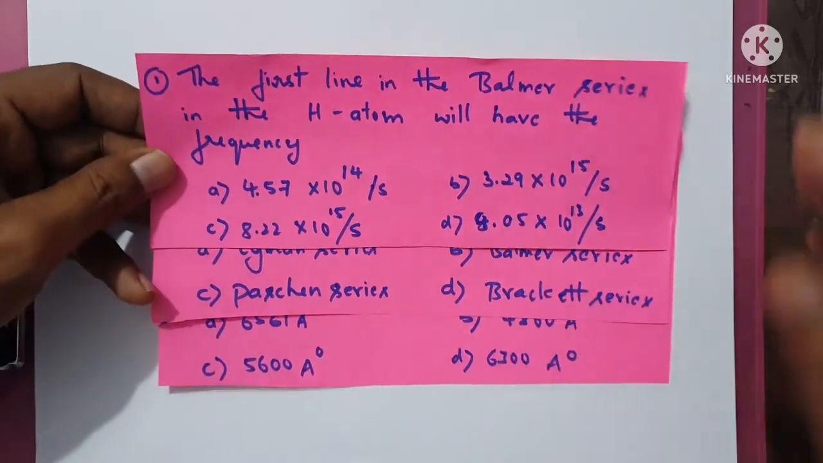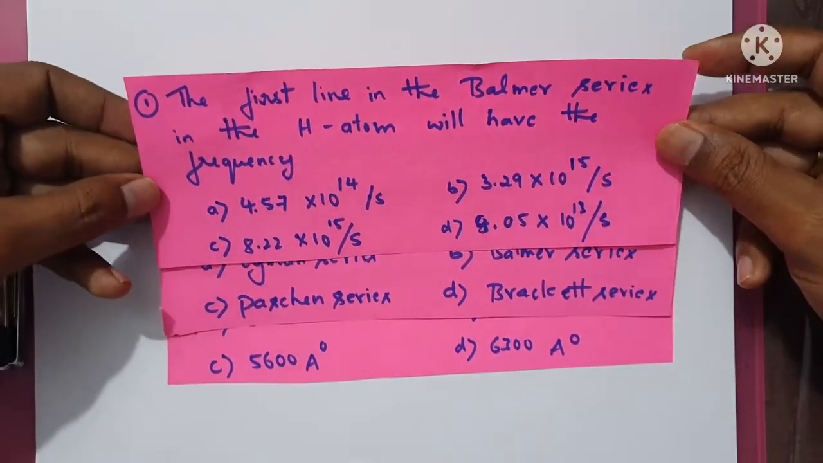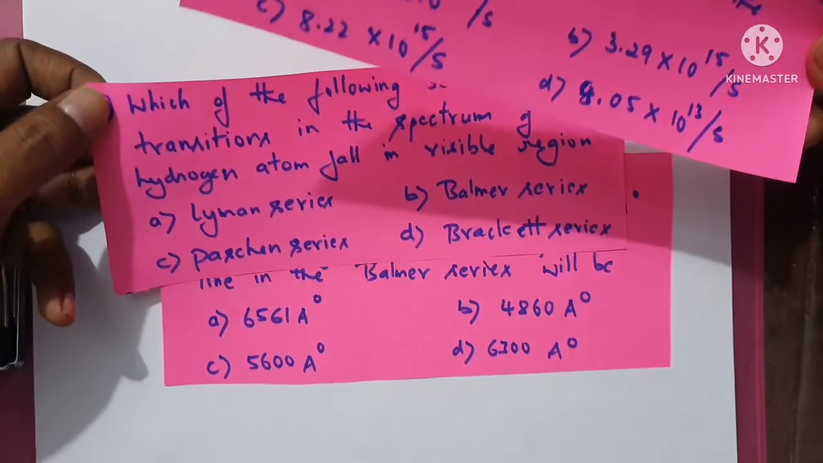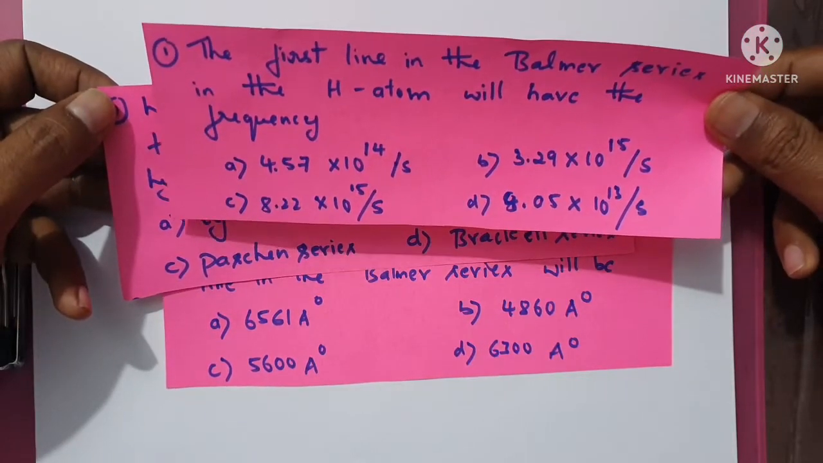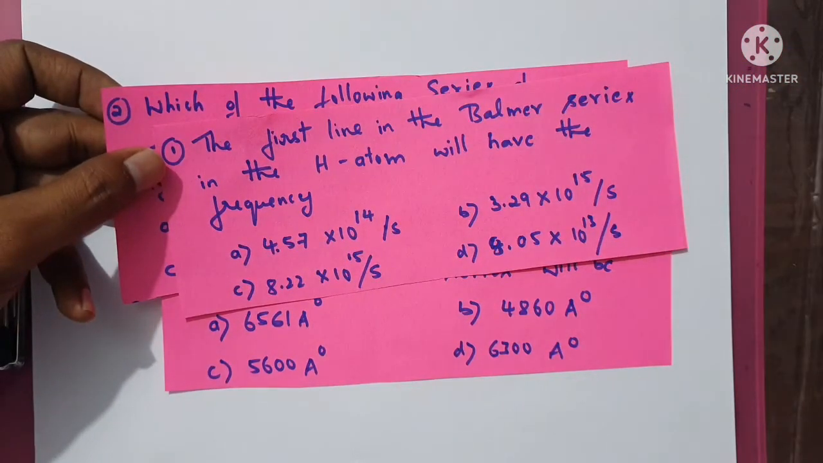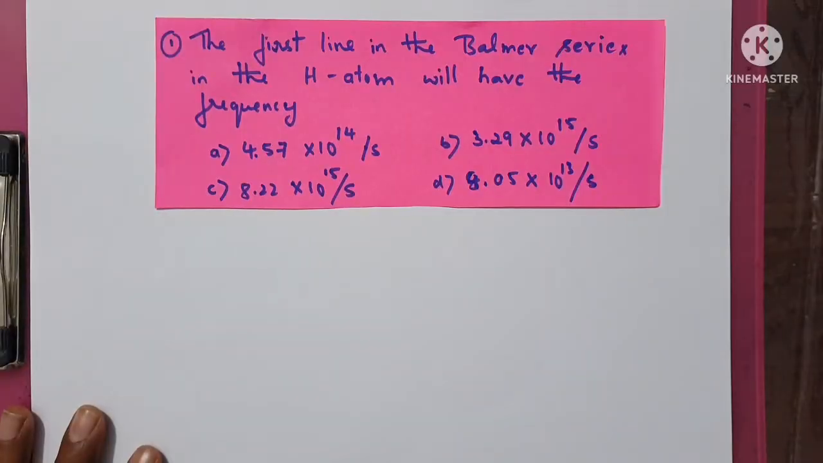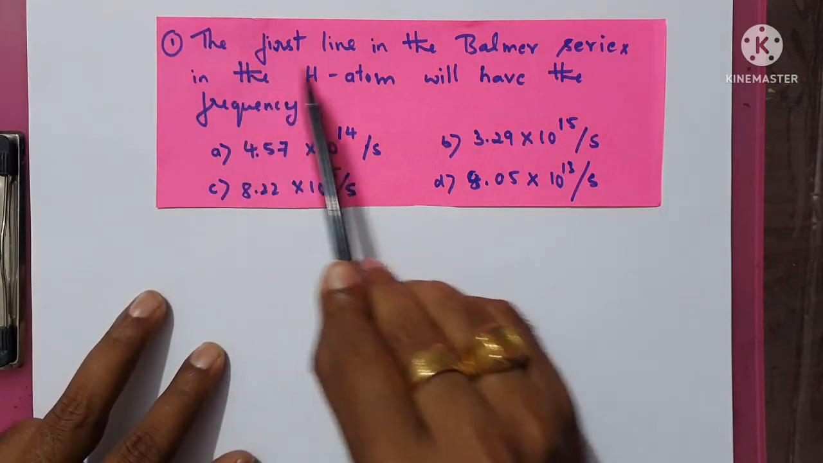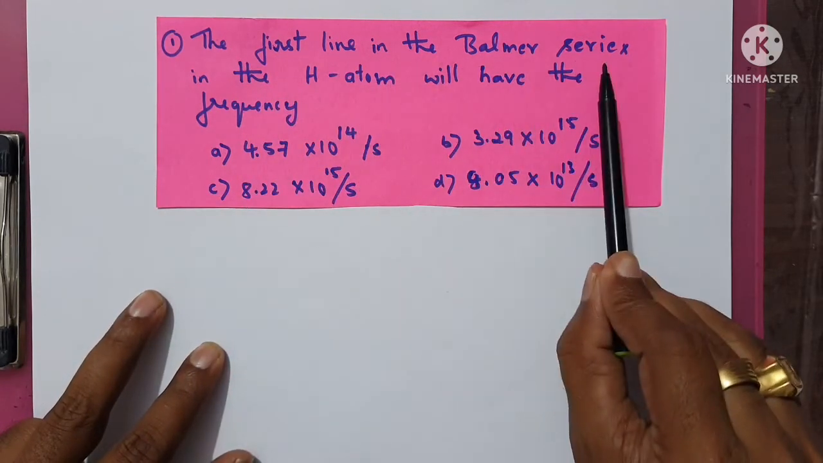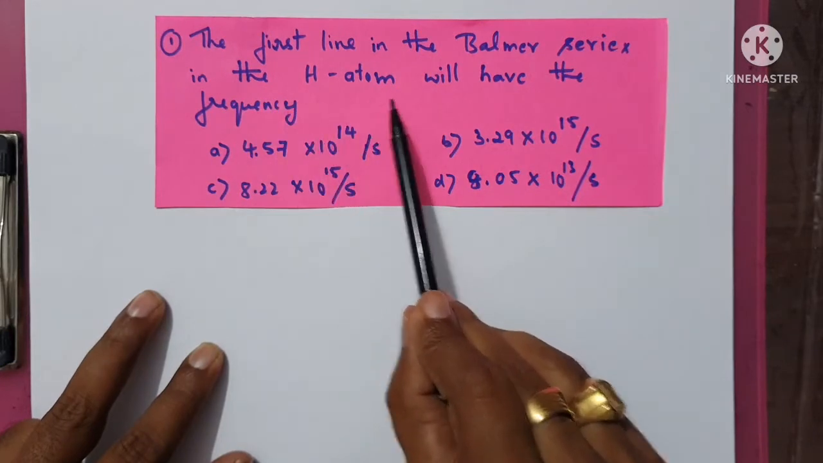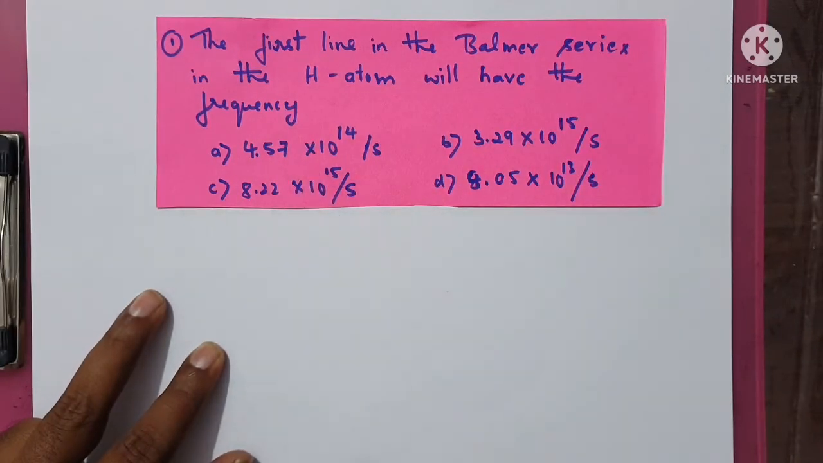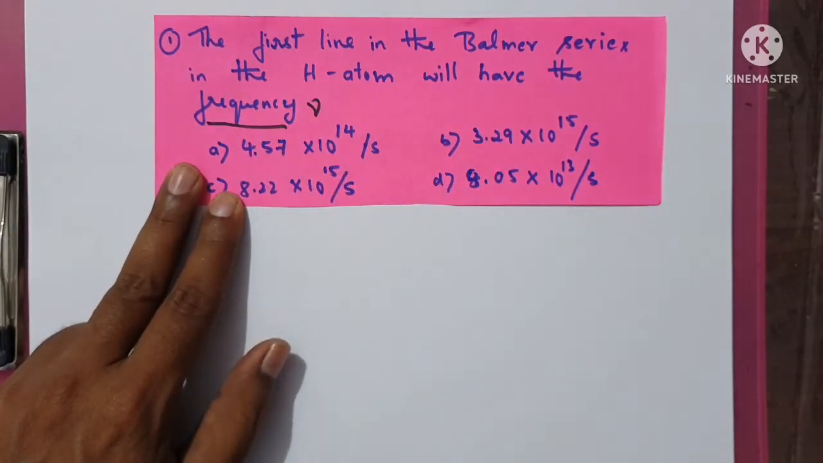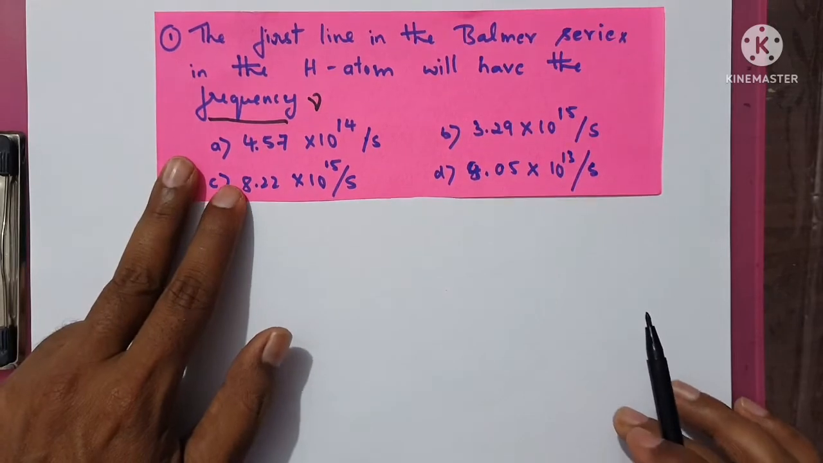Children, we have three important questions based on the hydrogen spectrum. We are going to solve them one by one, where you will get an idea how to solve them. Let us start with this question. If you observe, children, the first line in the Balmer series in the hydrogen atom will have the frequency... They are asking you to calculate frequency. So how to solve this question? Let us solve this question, children.